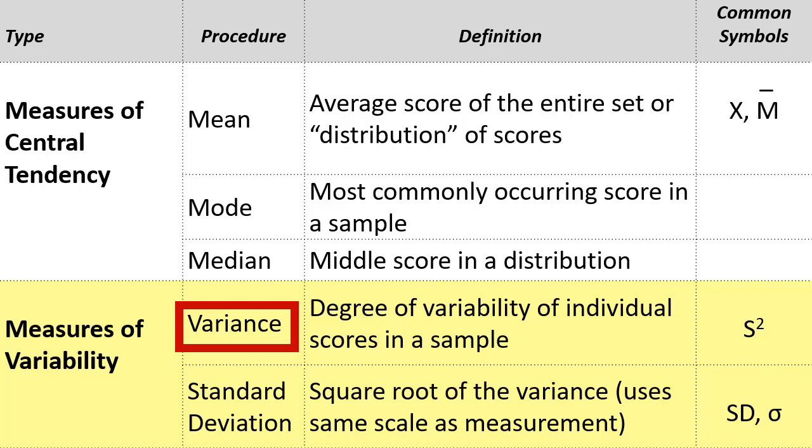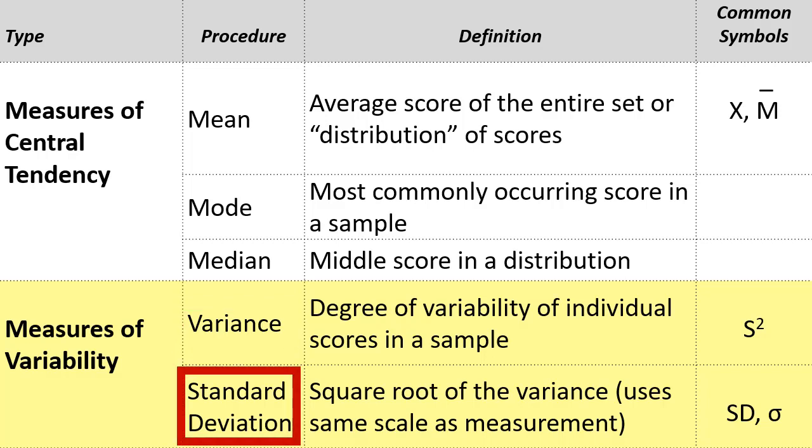Now, variability is different. Variability is how those values are distributed in your collection of observations. And variance refers to the degree of variability of individual scores in your sample, and a common symbol for that is S squared. That's variance, and then standard deviation is the square root of the variance, often symbolized by SD or by the Greek symbol sigma.